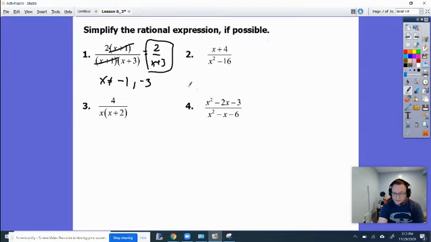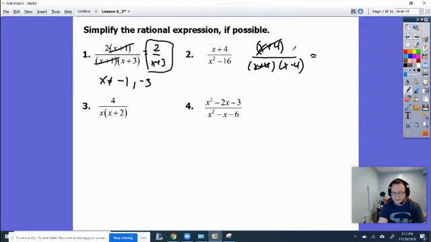Okay, again, this one doesn't look like it can really do much. Don't do this. Can't do that because we have addition and subtraction. X plus 4 is already a factor. And then we're going to have x plus 4, x minus 4. So the plus 4s cancel out.